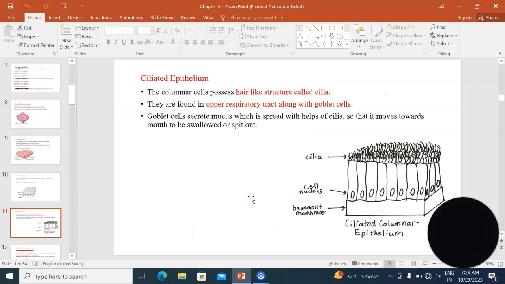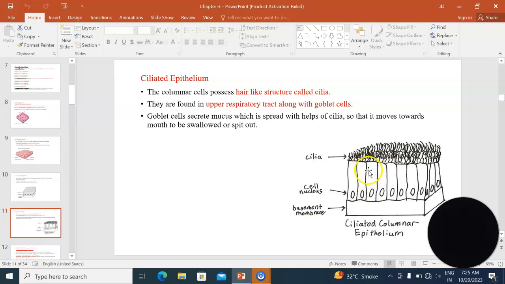Next, fourth one is ciliated epithelium. As you can see in the diagram, the cells of ciliated epithelium are column-like in structure, and they possess hair-like structures on top, which are called cilia. Hence the name is ciliated epithelium. Also, this type of epithelium consists of goblet cells which help in secretion of mucus.